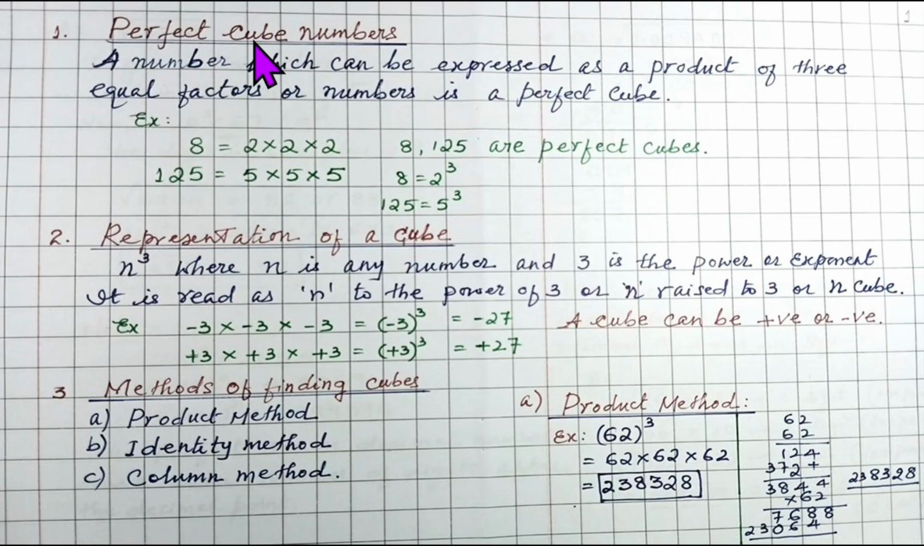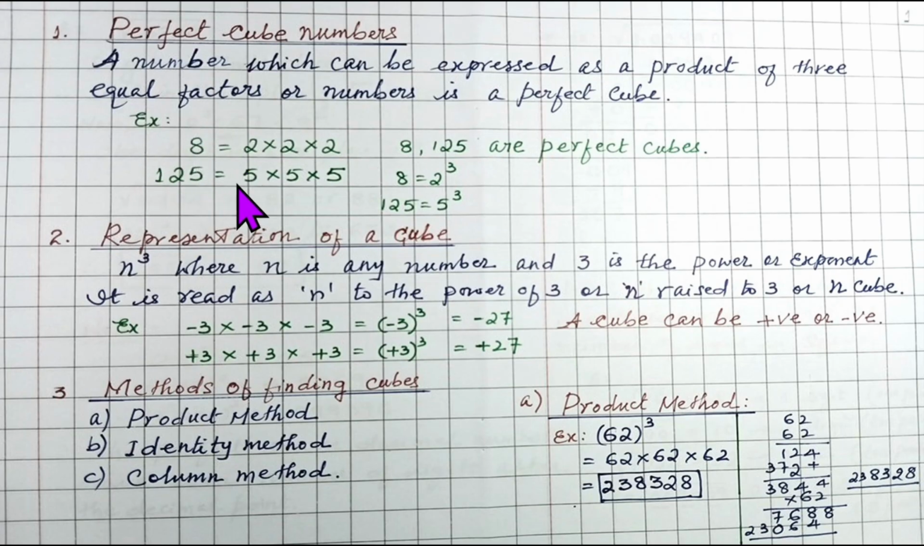Now, the first point of discussion is the perfect cube numbers. A number which can be expressed as a product of three equal factors or numbers is a perfect cube. For example, 8 is equal to 2 into 2 into 2. That means there are three factors. 8 can be expressed as a product of three factors. Therefore, 8 is a cube.